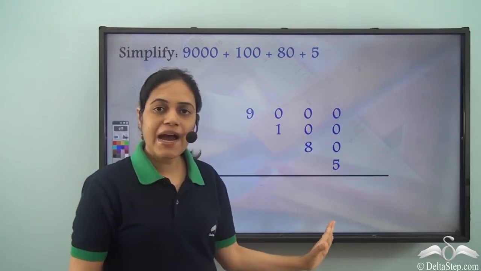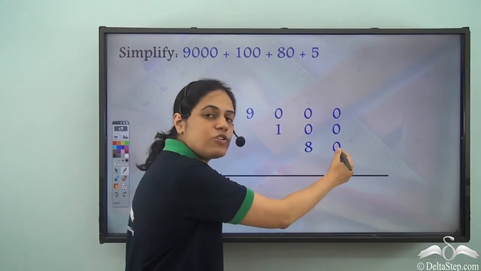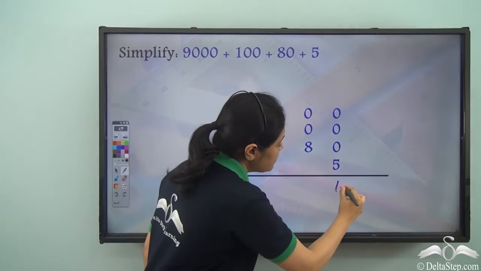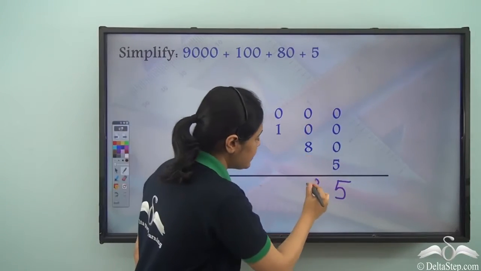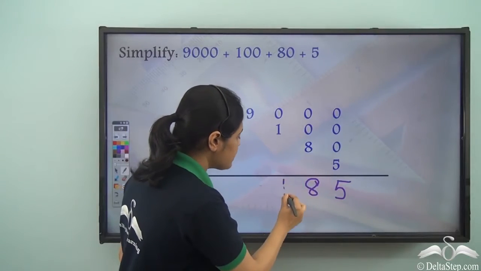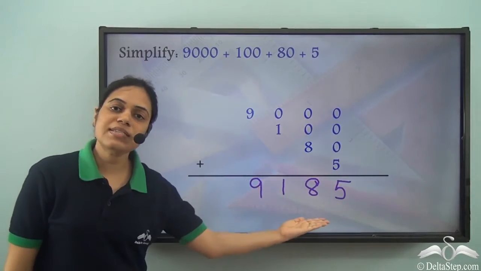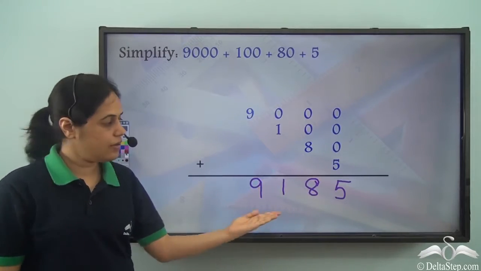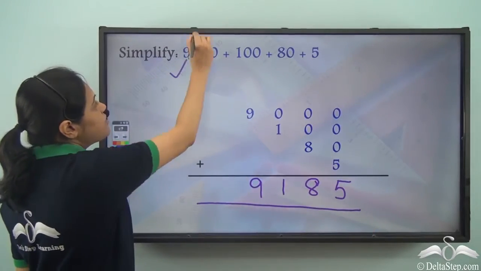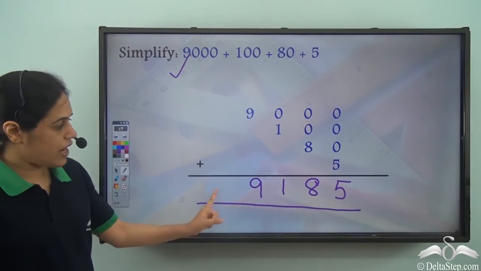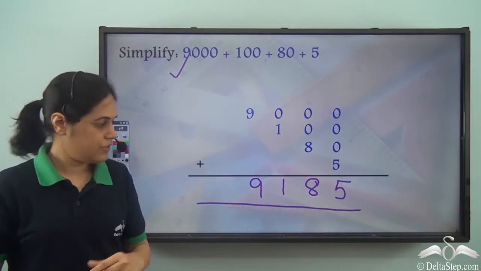So I can simply add these. So 0 plus 0 is 0, 0 plus 0 is again 0, and 0 plus 5 is 5. Again 0 plus 8 is 8. 0 plus 1 is 1. And I have a 9 here. So this is the original number, that is the number whose expanded form is this. So 9185 has expanded form as this.